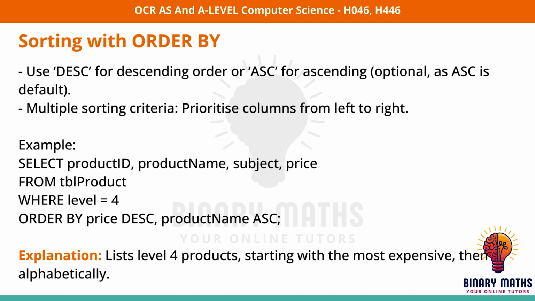Consider pausing the video to have a look at the example that you can see on your screen to see how we can actually do this. This query will first sort the products by price in descending order, so the most expensive products come first. If two products have the same price, it will then sort them alphabetically by name.